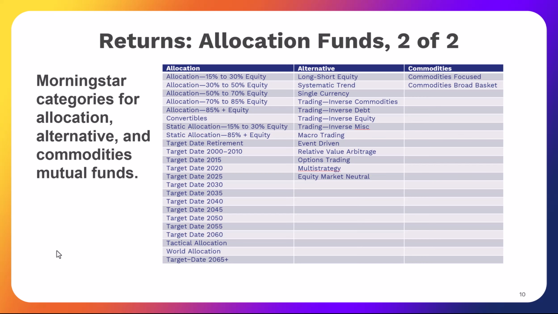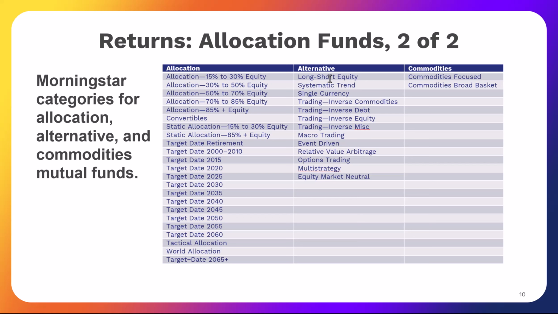So here are our return allocation funds. As you see here, they are strictly by allocation, right? So again, the best example here, allocation at 70 to 85% equity. That must mean 30 to 15% in bonds, right? Some of them are static, some of them are managed, some of them are geared towards retirement. So if you thought you were going to retire in 2050, you might want to invest in this target date 2050 fund.